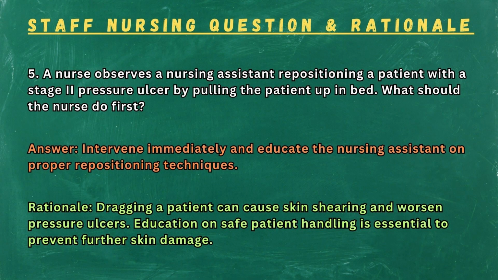5. A nurse observes a nursing assistant repositioning a patient with a stage 2 pressure ulcer by pulling the patient up in bed. What should the nurse do first? Answer: intervene immediately and educate the nursing assistant on proper repositioning techniques.